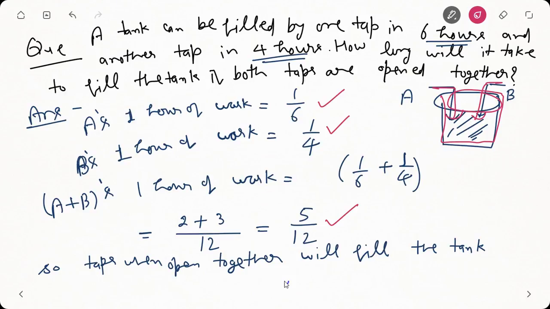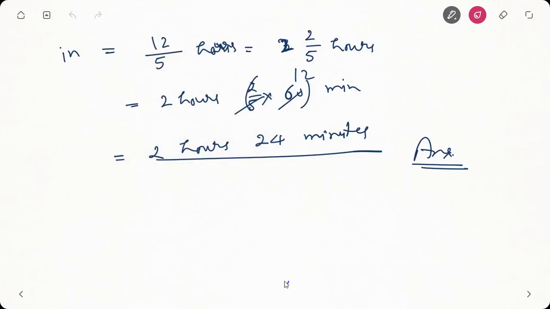So if the taps are open together, then how many hours will they take to fill the whole tank? We will just reverse it, because this is the work done by both the taps in 1 hour. If we reverse it, we get the total time required to fill the tank by both the taps. So that would be 12 by 5 hours. We'll simplify it. That would be 2 and 2 by 5 hours.